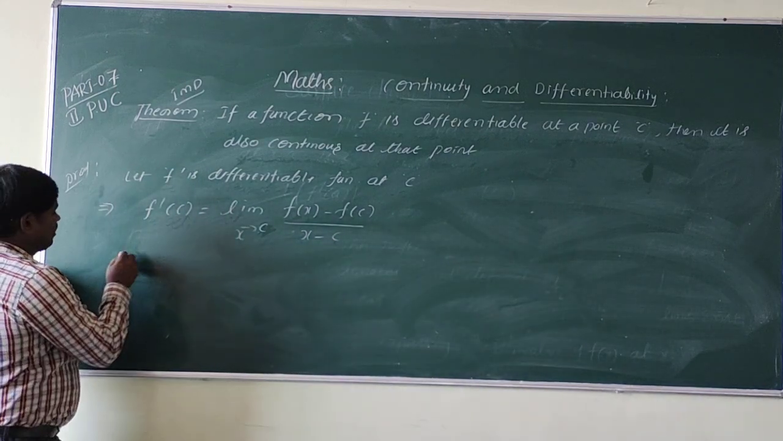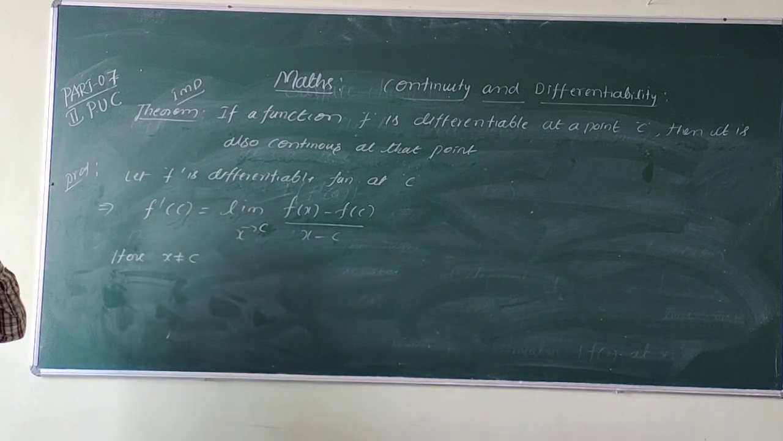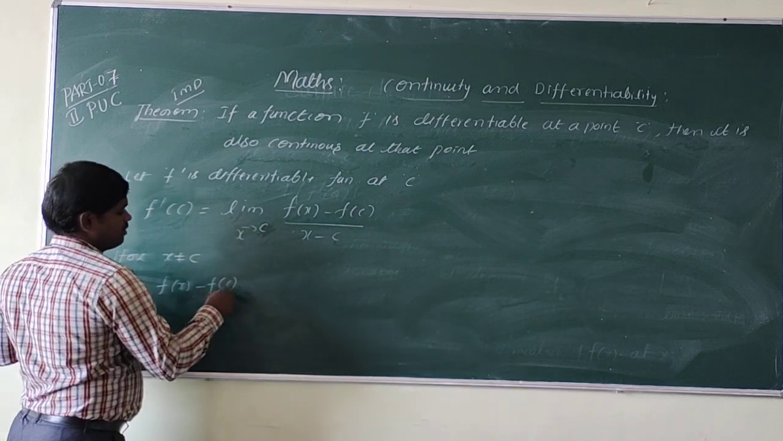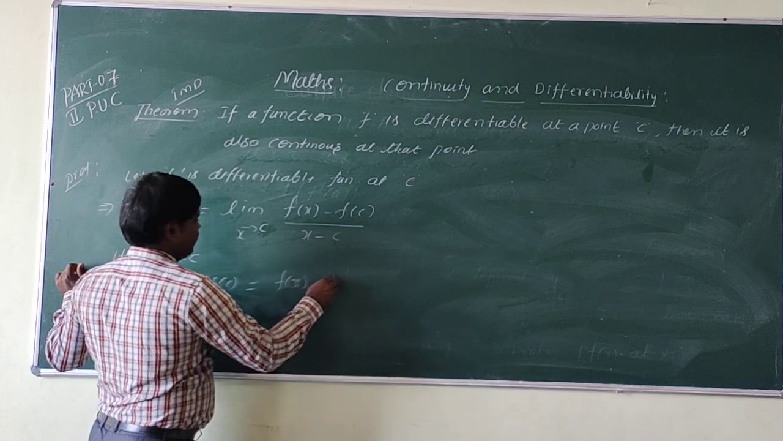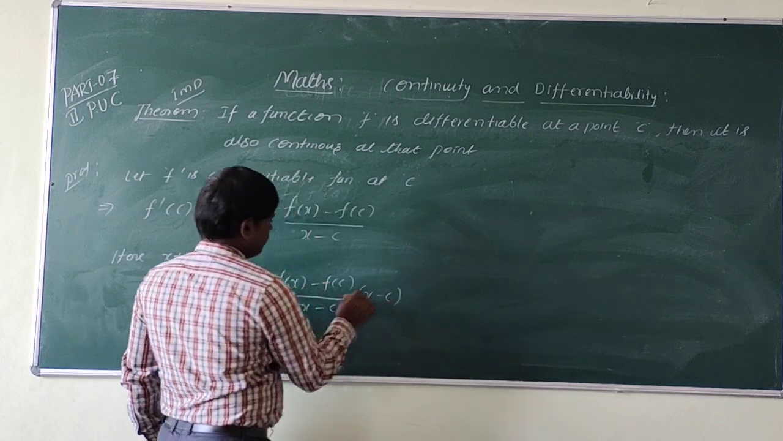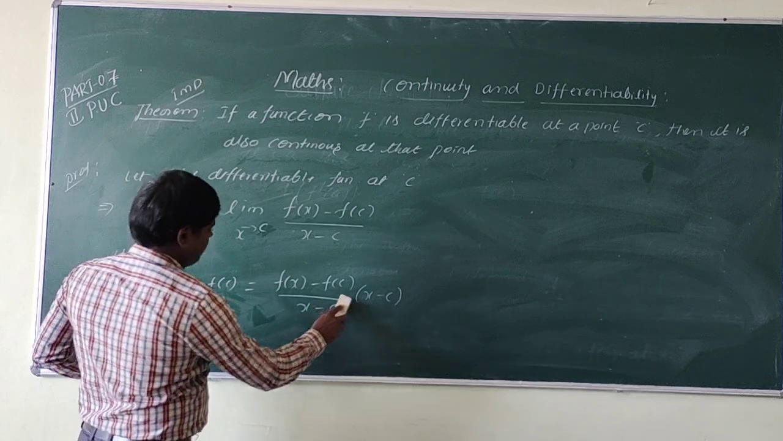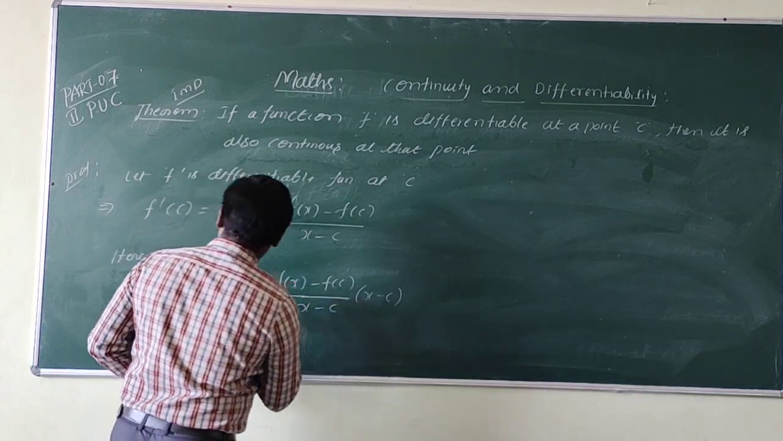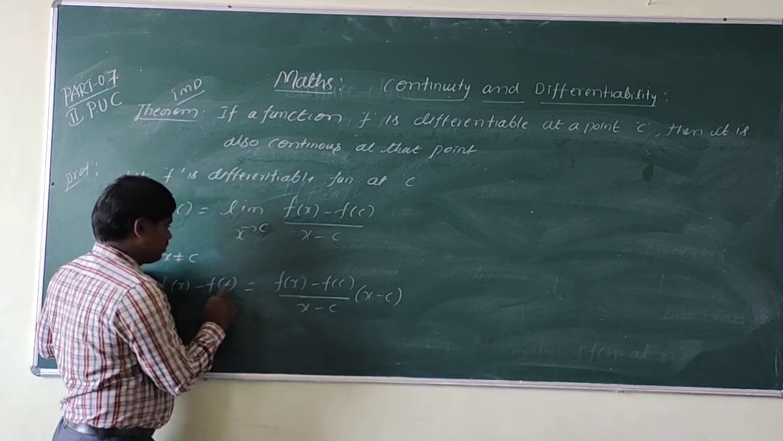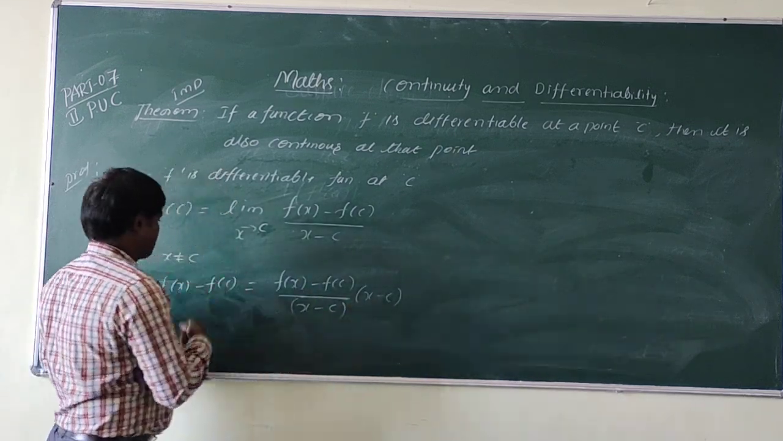Here x is not equal to c. So f of x minus f of c is equal to f of x minus f of c divided by x minus c, into x minus c. For our convenience, I am taking it like this. So f of x minus f of c can also be written by multiplying and dividing by x minus c. Then if it gets cancelled, we get the same term.